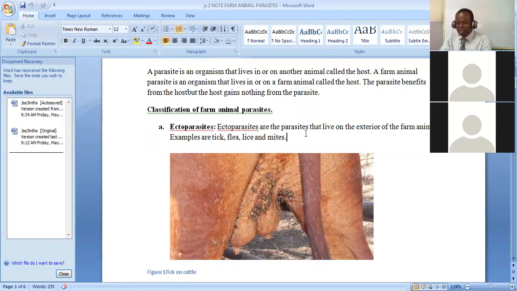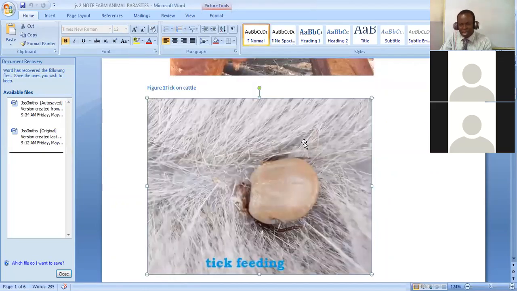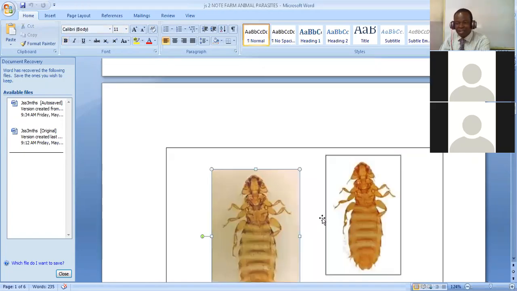So that is an example. Tick is an example of an ectoparasite, and you can see where it is on the farm animal. Now, this is a closer look at the tick and the skin. You can see here the tick is bigger than in the first picture. You can see the hair around and the skin under. You can see how the tick has buried its head in the skin of the animal.